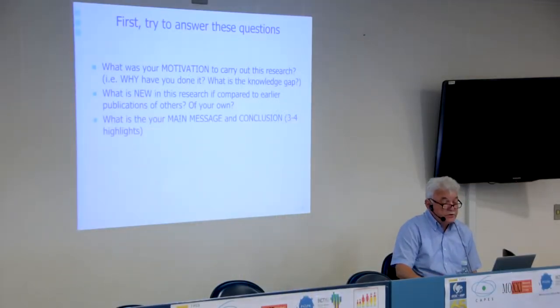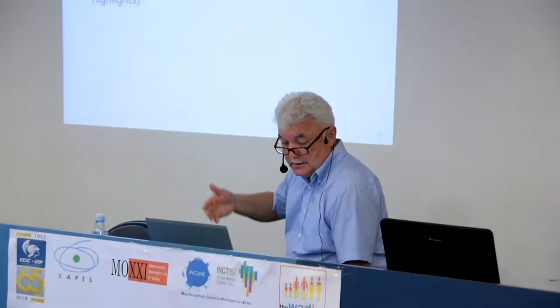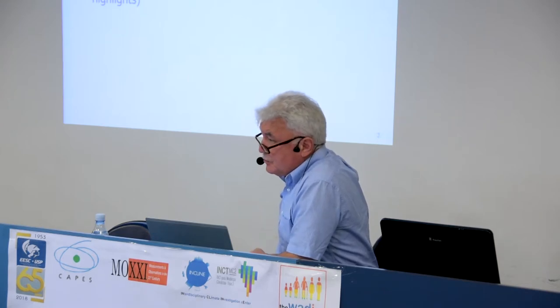Third, what is your main message and conclusion? Three to four highlights. Currently, journals ask you for highlights, and it's very important to formulate them well, because you have to convince the editor that he or she should accept it and send it to reviewers. If the highlights are bad, he would say, no, not a good paper, even without reading it. So what is the main message and what have you achieved? That's the main message.